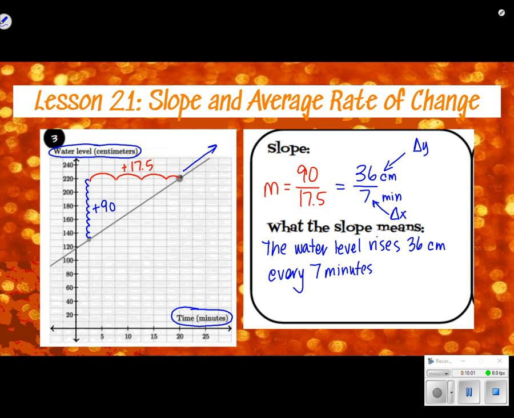Now, I know if we go back to that 5.14, it would be easier to say 5.14 centimeters per minute. But I already know you know how to do that. I'm trying to get you to go back to a slope that's improper and for you to be able to state what that means based off of the context of that situation and that fraction.